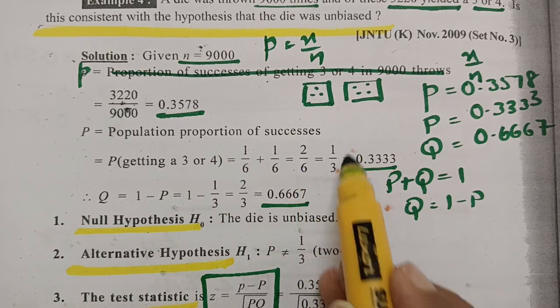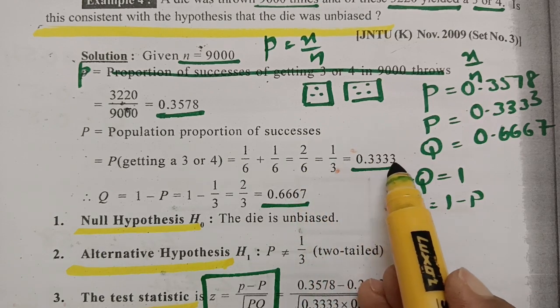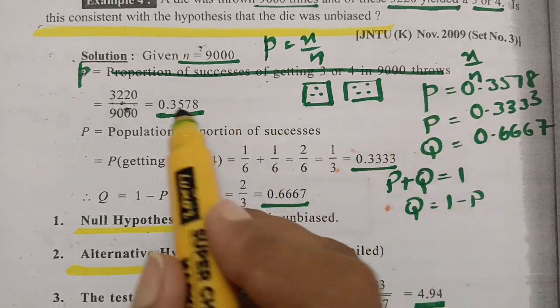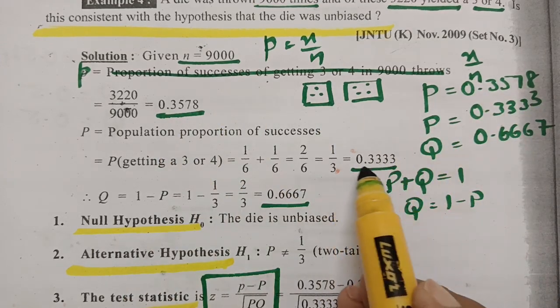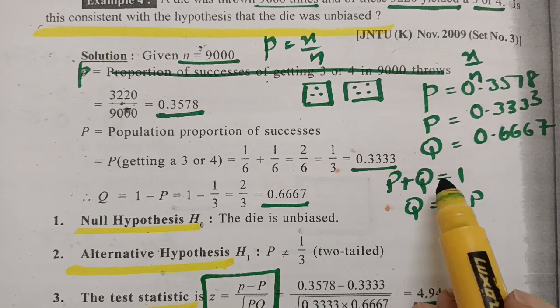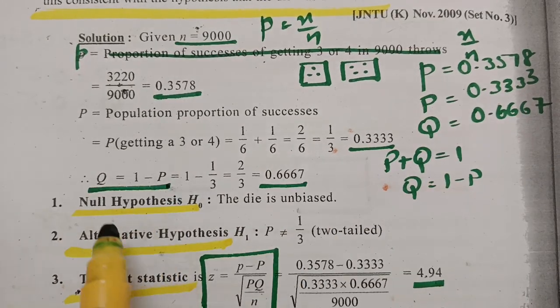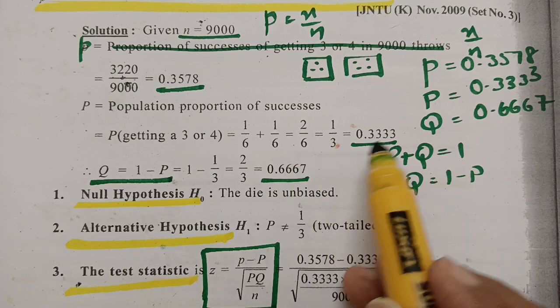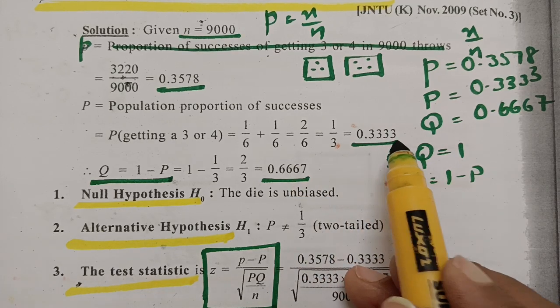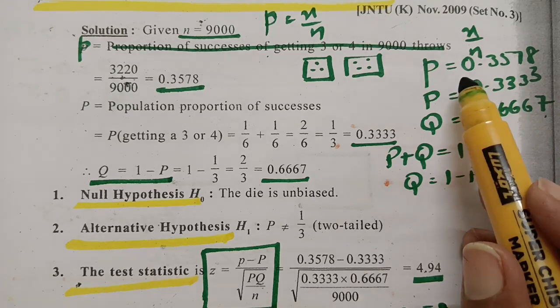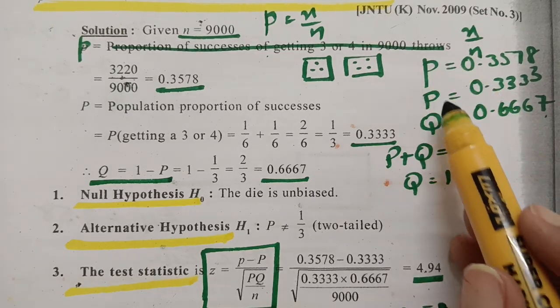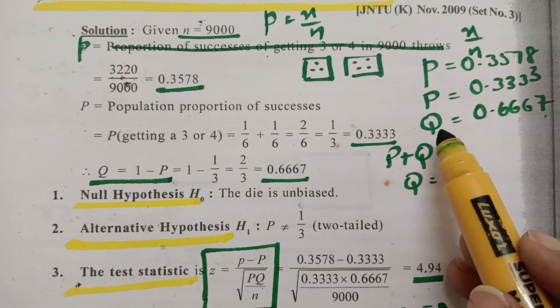That is 2 by 3, this is 1 by 3, this is 0.3333. Now small p value is equal to 0.3578 and capital P value is equal to 0.3333. And now getting Q, here is the formula, that is 1 minus P, that is 1 minus 0.3333, which is equal to 0.667. So here we got all the values, that is small p, capital P and capital Q.